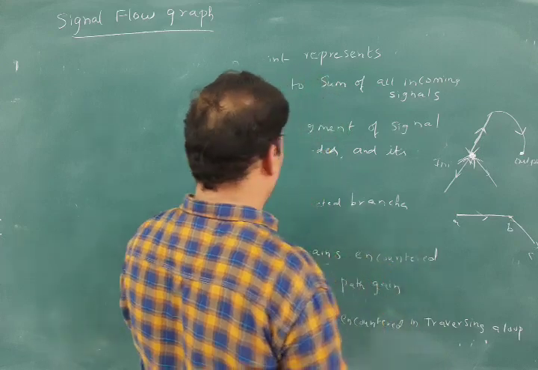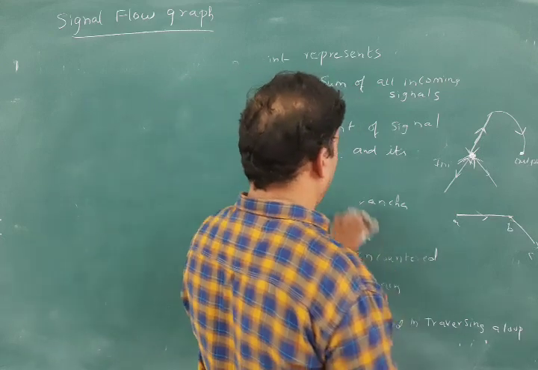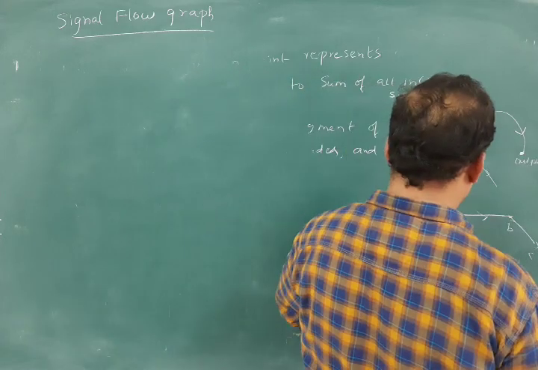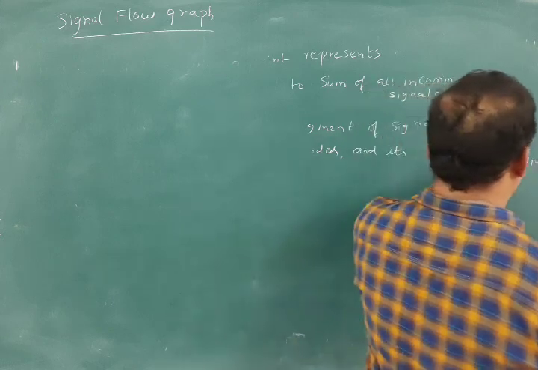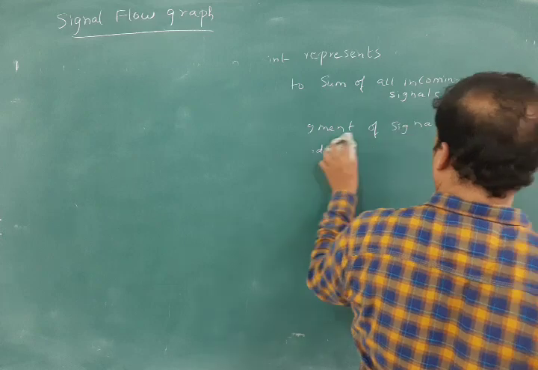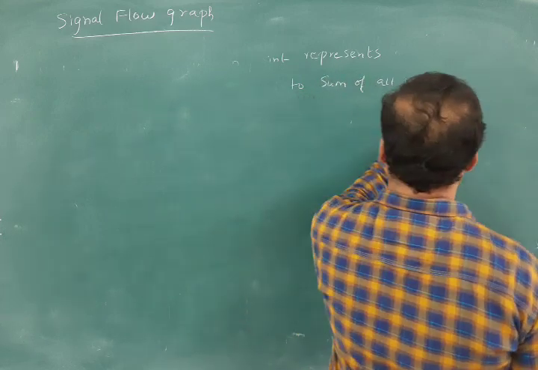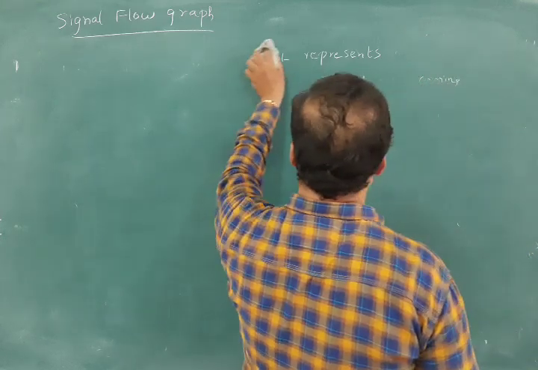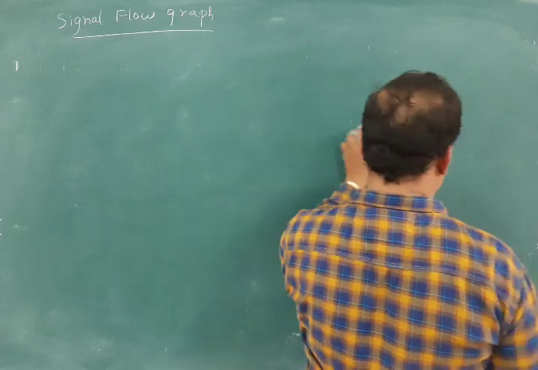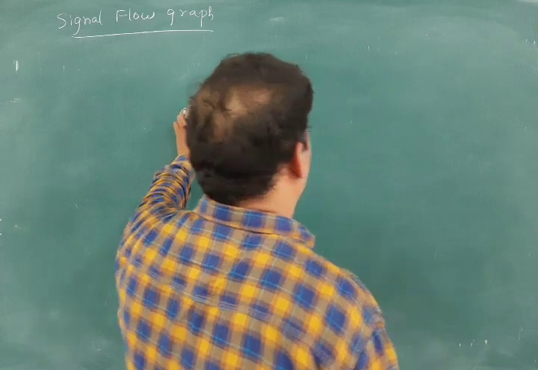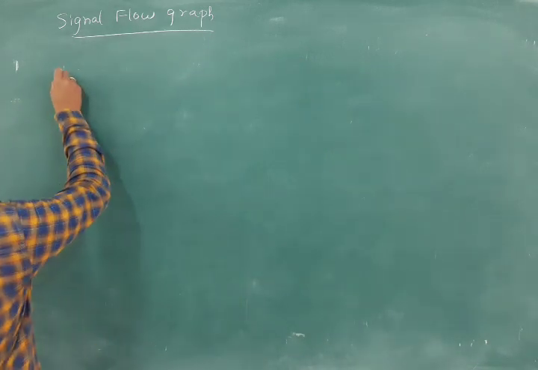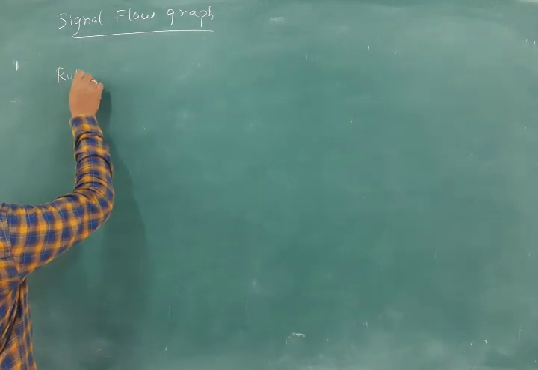So there are a few rules that are to be followed now. These few rules are very easy to follow. Why? Because if these rules are properly known to us, then whatever equation is given to us, we can easily convert it into a signal flow graph. Okay. Now we will see some small rules here. What is the first rule? Rule 1.